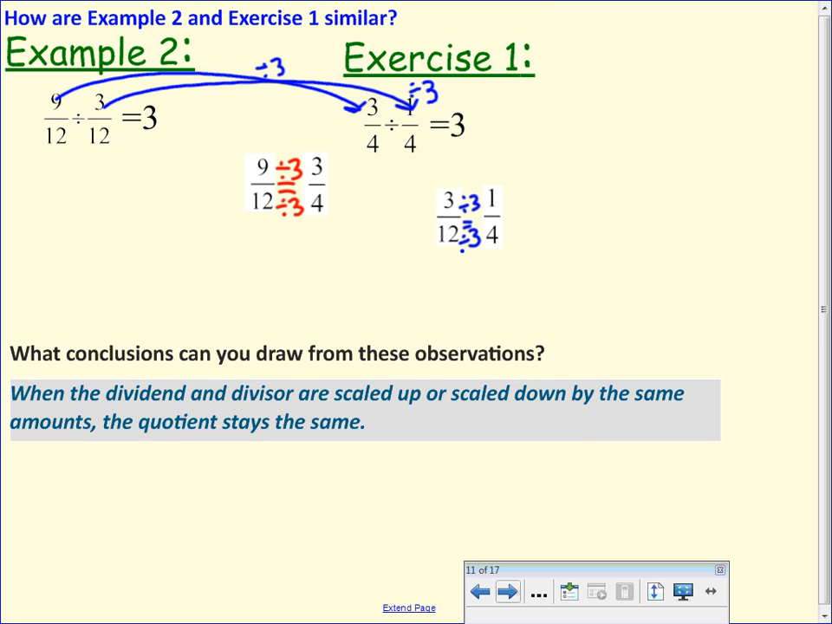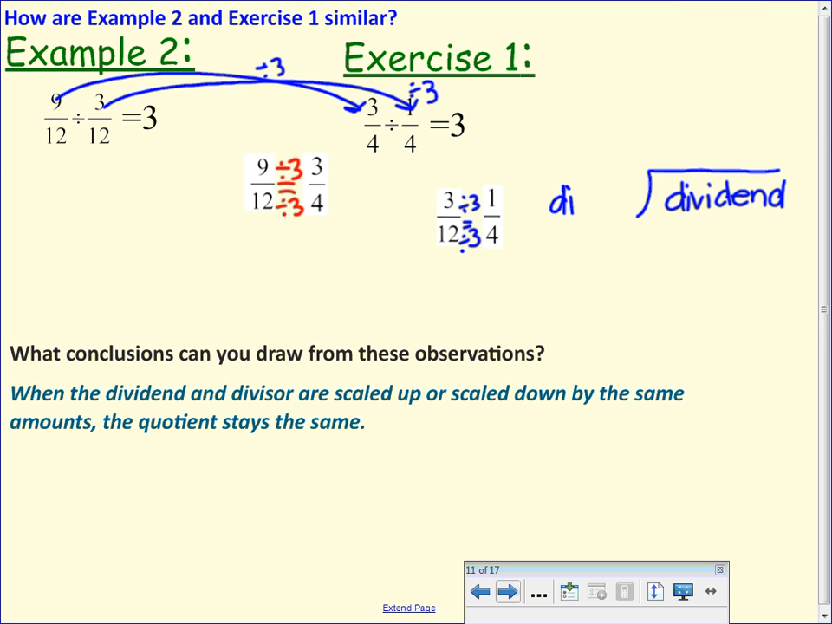Exactly. So we can conclude that when the dividend is the big number in the house that's being divided. That's your dividend. That's your divisor. And your answer is your quotient. So when the dividend and the divisor are scaled up or scaled down by the same amounts, the quotient stays the same.